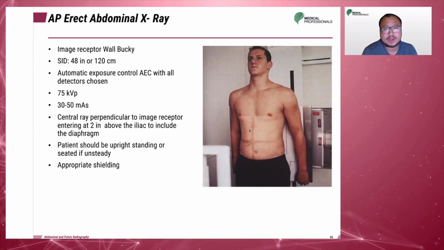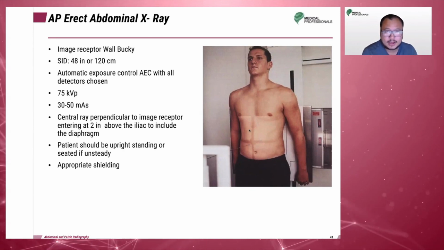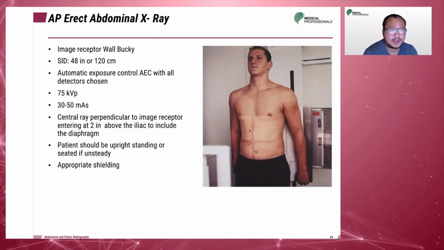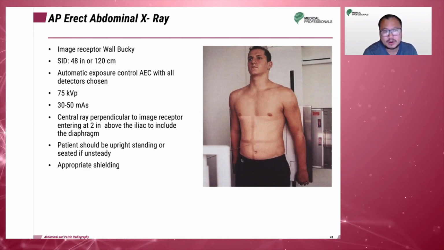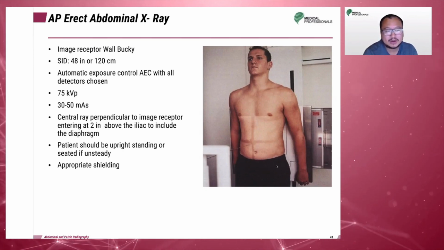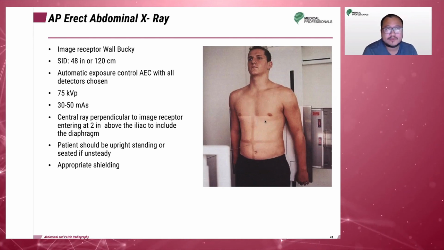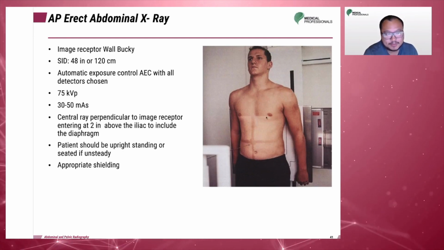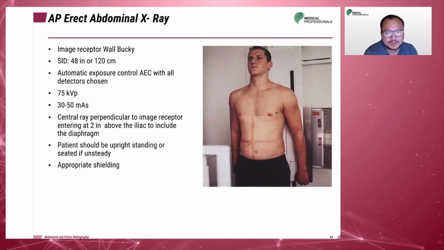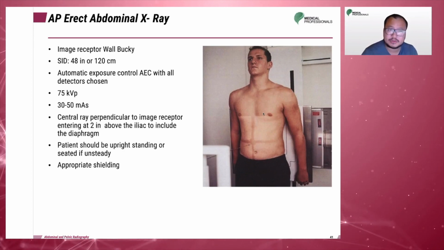And we need to include the diaphragm for this projection. That's one of the most important portions of an abdominal erect x-ray, is to include the diaphragm, okay? We can probably shield this patient because the information that we are looking for is not down here lower. It's more up here in this area. One of the quicker tips that we give our students is that the top of the light field should be around the level of the axilla if you want to ensure that the diaphragm is on the image. Okay.